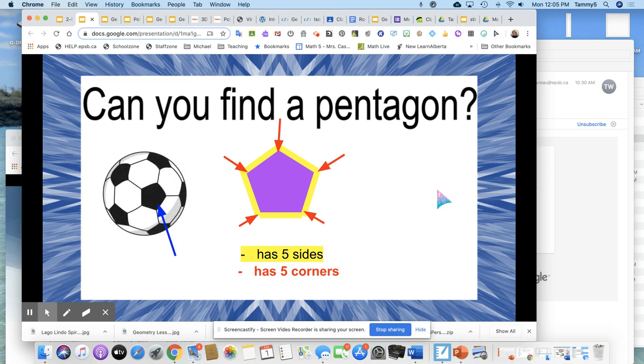Now, for me, I looked really hard and I found that my soccer ball actually has a pentagon shape on it. So all these black shapes are pentagons on a soccer ball. I also have a birdhouse in my backyard that the face of it is shaped as a pentagon. Hopefully you found some interesting examples too.